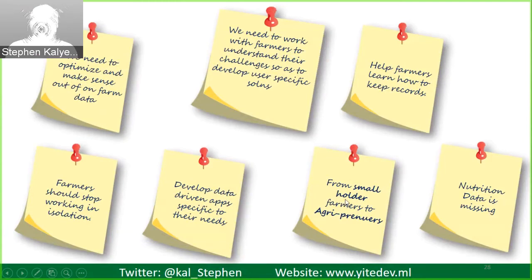Nick was a very good participant. She said that we should stop calling farmers smallholder farmers. We should call them agripreneurs. With agripreneurs, we always look forward to seeing how they can turn farming into a business. But when you keep calling them small, they will be small forever. They will never think that farming can really be a business.